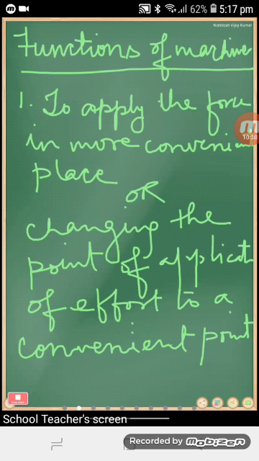The first function is to apply the force in a more convenient place, or to change the point of application of effort to a convenient point. The second function is to change the direction of the force applied.